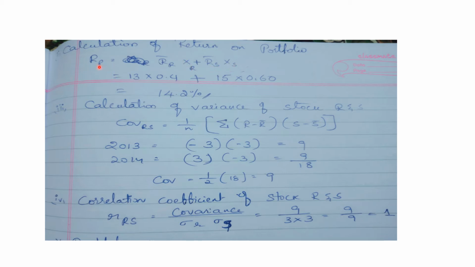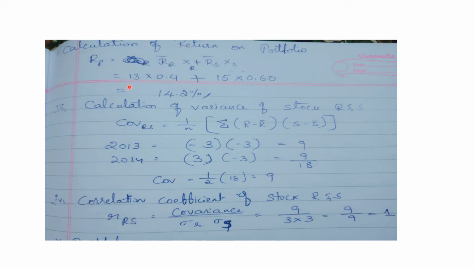So the return on portfolio formula is the summation of the return of that particular stock, first stock, into its weight. Whatever number of stocks are given, you have to take them one by one. Summation means you have to add all the stocks: the first stock with the weight of the first stock, then the second stock with the weight of the second stock, and likewise. Summation is nothing but adding those stocks with their relevant weights.